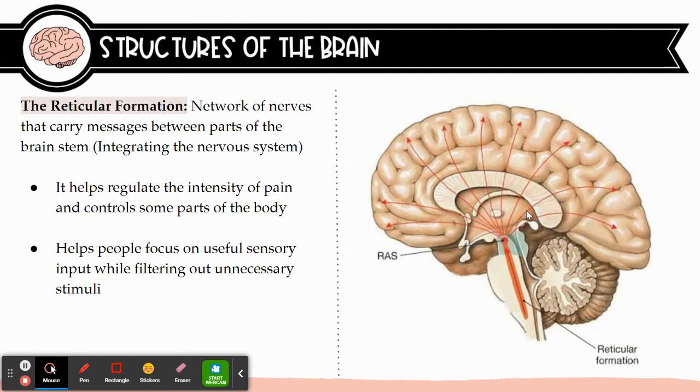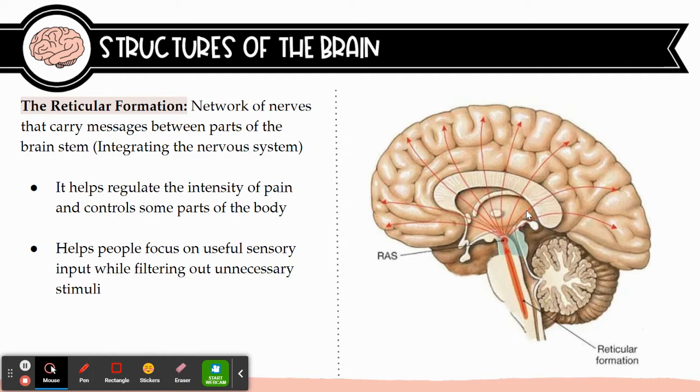Next, going down our list, we have the reticular formation. Kind of at the top of the pons, there's a network of nerves that carry messages between the parts of the brainstem. What that does is it helps regulate the intensity of pain and it controls some parts of the body. So, it will work with the necessary lobes.